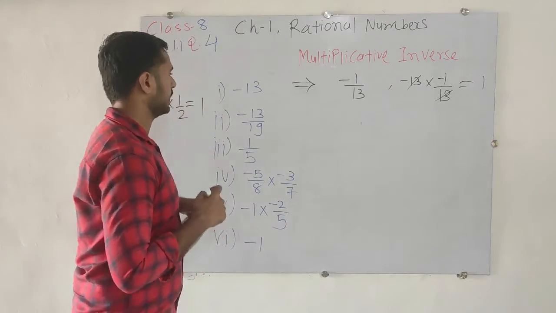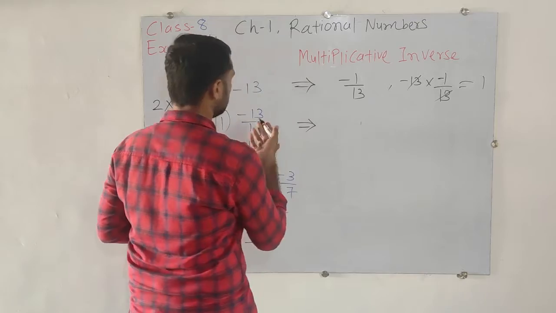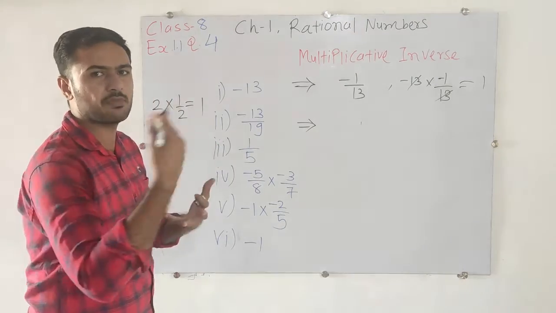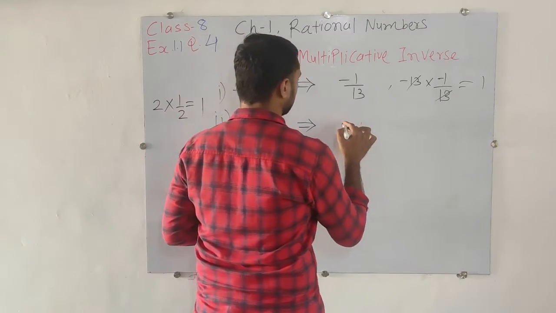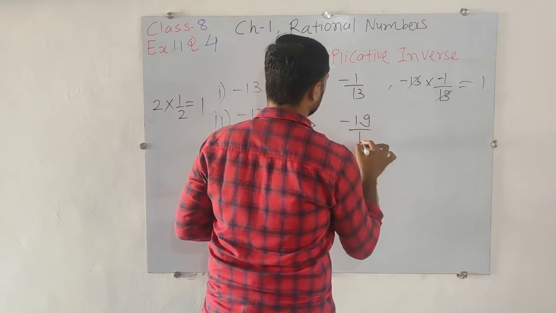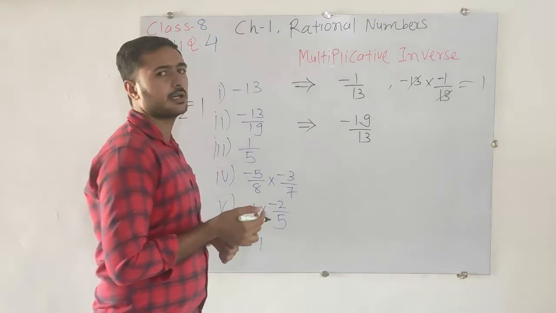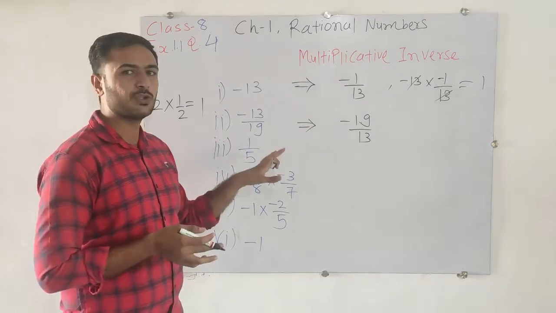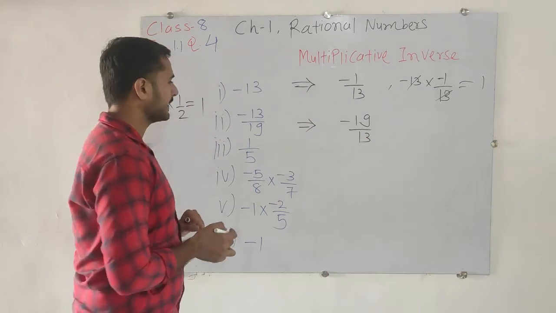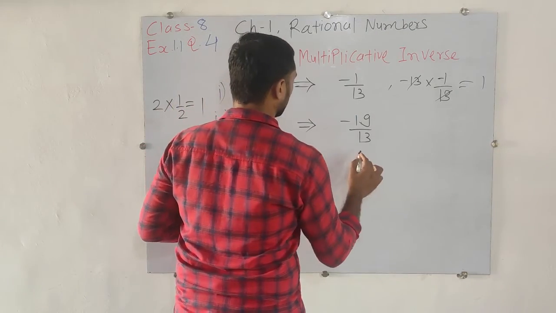The second one. Okay. That is minus 13 upon 19. So again I am just going to take the reciprocal. So that is minus 19 upon 13. Minus 19 upon 13. If you want to verify that, you can do that. Okay. Then the third one, that is 1 by 5. So it will be 5.